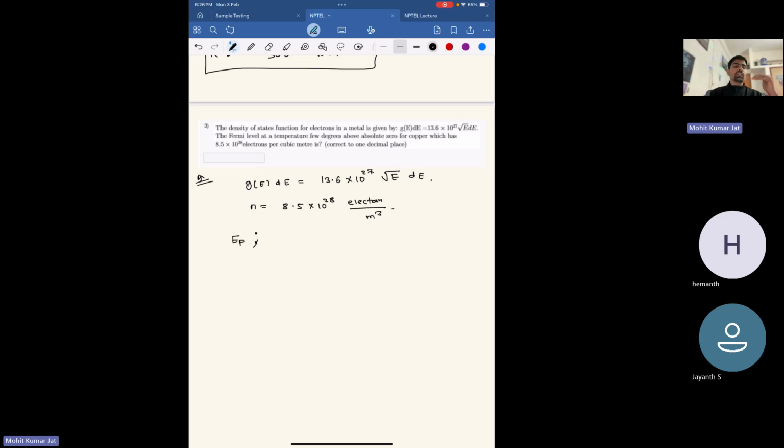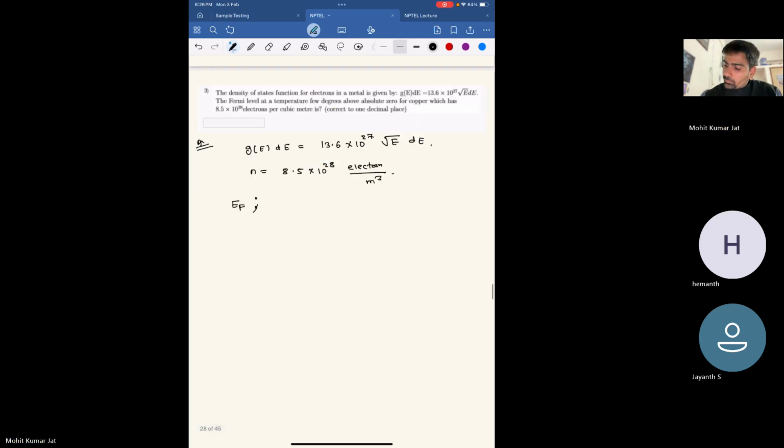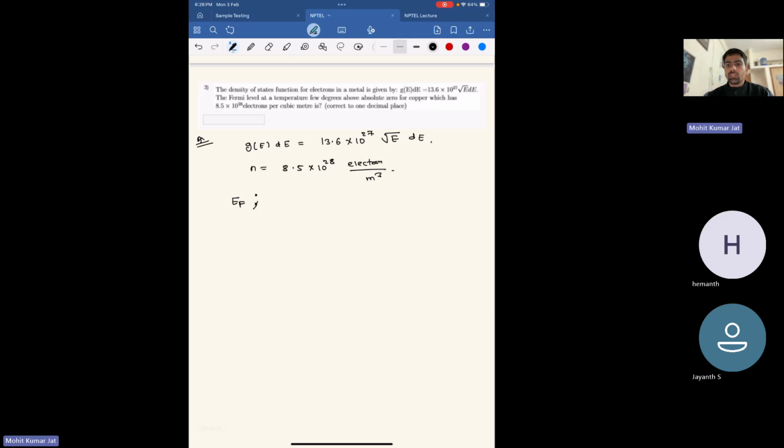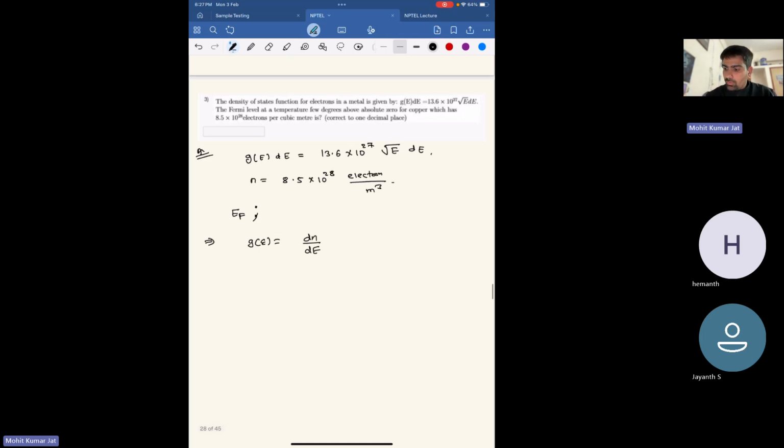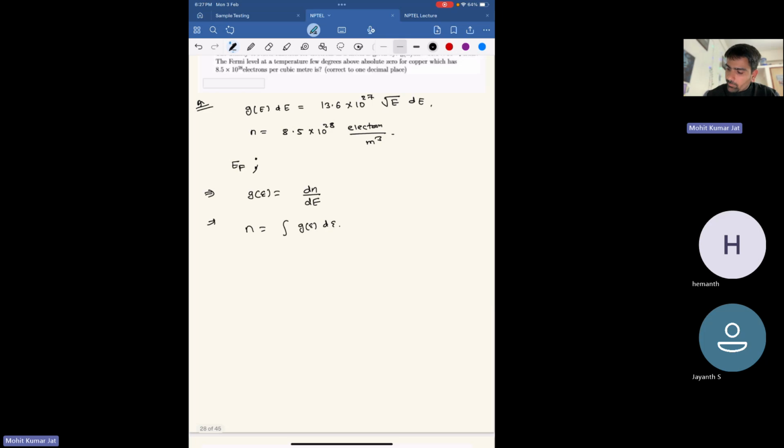So absolute zero is the temperature at which we define the Fermi level, right? And they are saying that it's few degrees just above. So if I solve it, we know G(E) is nothing but dN by dE, the number of states per unit energy. That's the density of state. So I can integrate it. So my N will be the integral of G(E) dE.